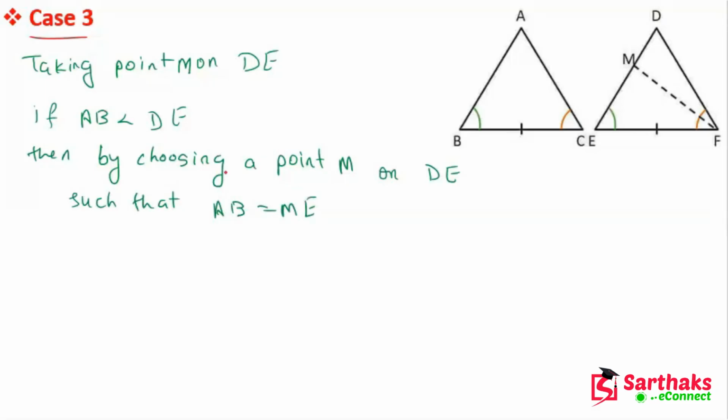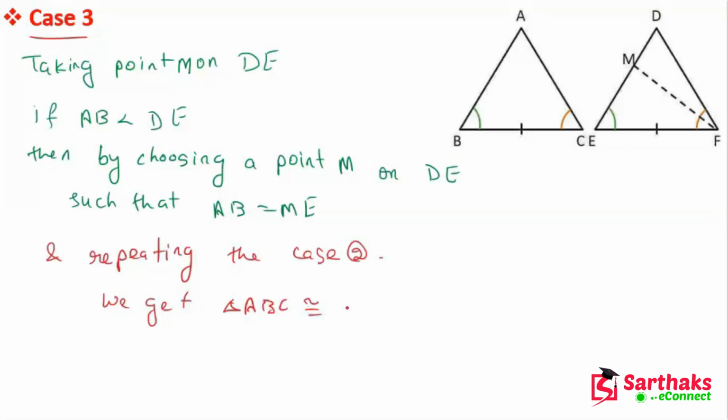What is AB is equal to ME? And now from this, repeating the case second, we get what? We get triangle ABC is congruent to triangle DEF.